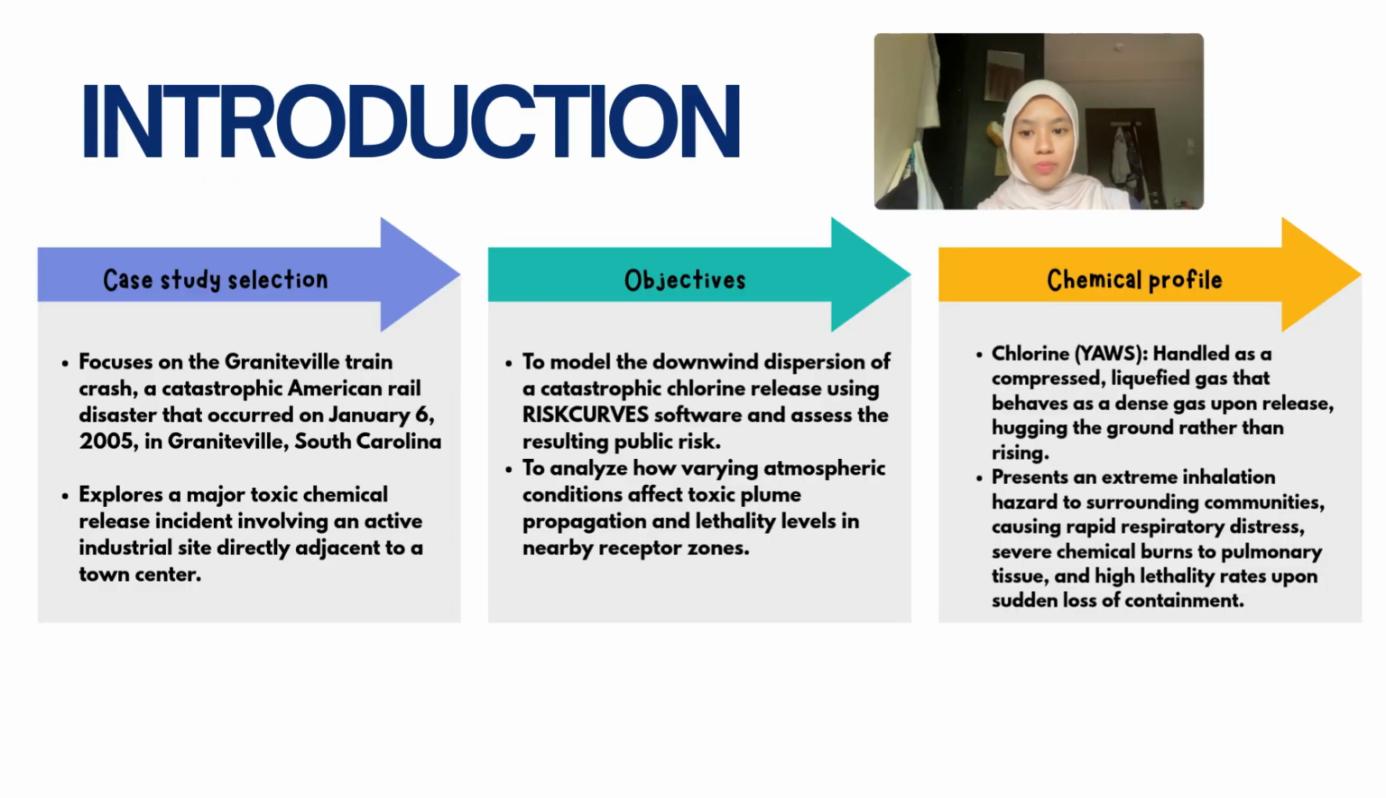Moving on to the next part, which is the introduction. I will briefly introduce our case study. Our case study is based on the Graniteville train crash, which occurred on January 6, 2005 in South Carolina. This accident caused a major chlorine gas release that affected the nearby community, making it a suitable case for studying toxic gas dispersions. The objective of this study is to model the downwind dispersion of chlorine using the RISKCURVES software and to evaluate how different atmospheric conditions influence the plume dispersion and the resulting public risk.